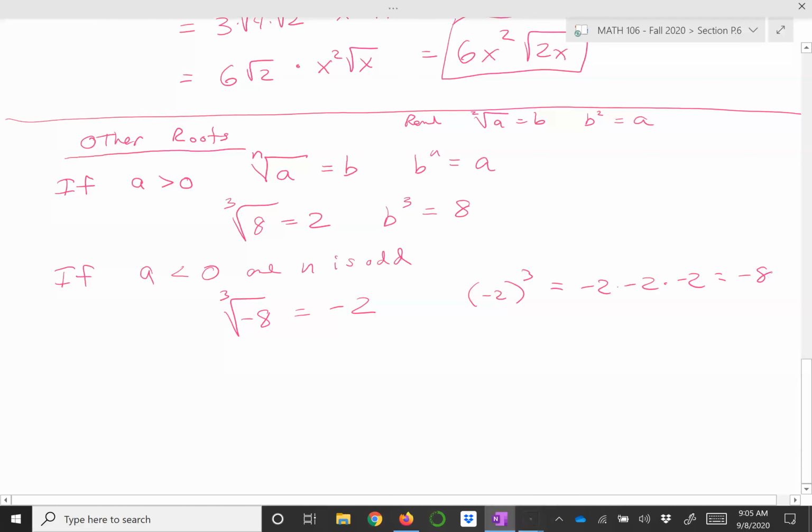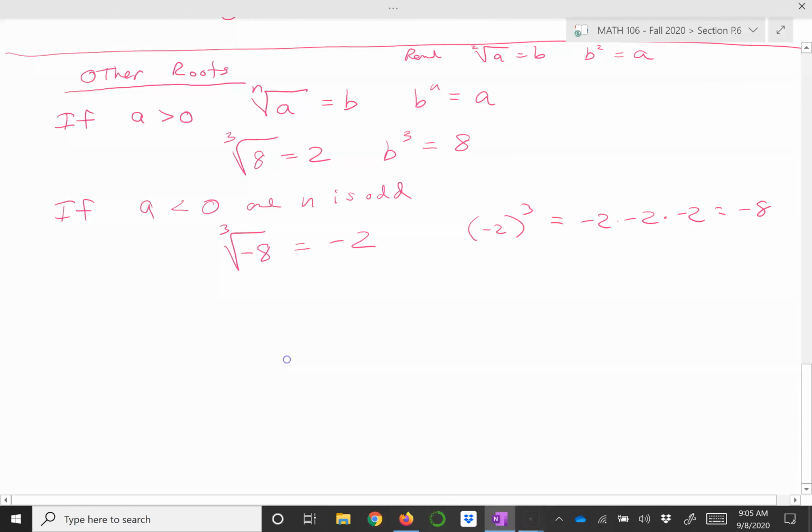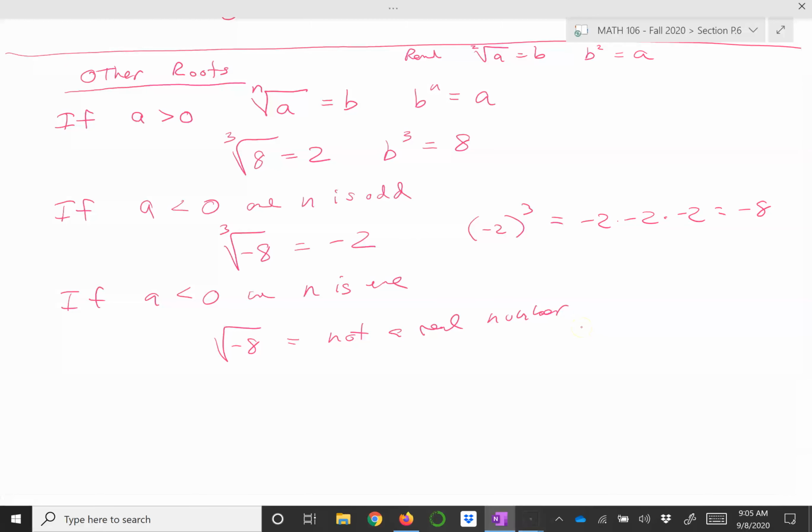For odd n, you can have negative radicands. Now, again, if a is less than 0 but n is even, say the square root of -8, all we're going to do for right now is say it's not a real number. Later on in the book, we'll work with these types of radicals, which give us something called complex numbers. But for right now, we're not concerned with complex numbers.